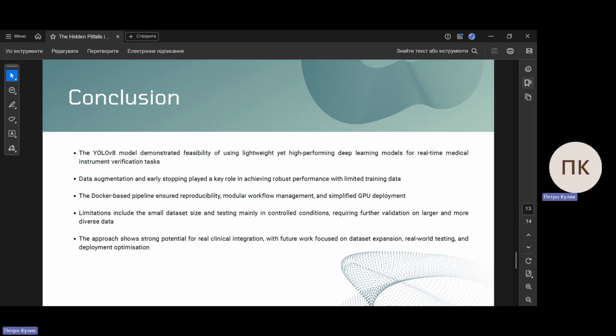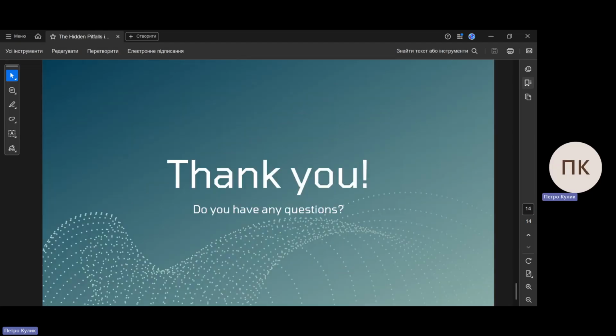Future research will expand dataset diversity to include more instrument types, orientations, and lighting conditions, enabling ecologically valid testing and stronger generalization. For me, that's all for now.